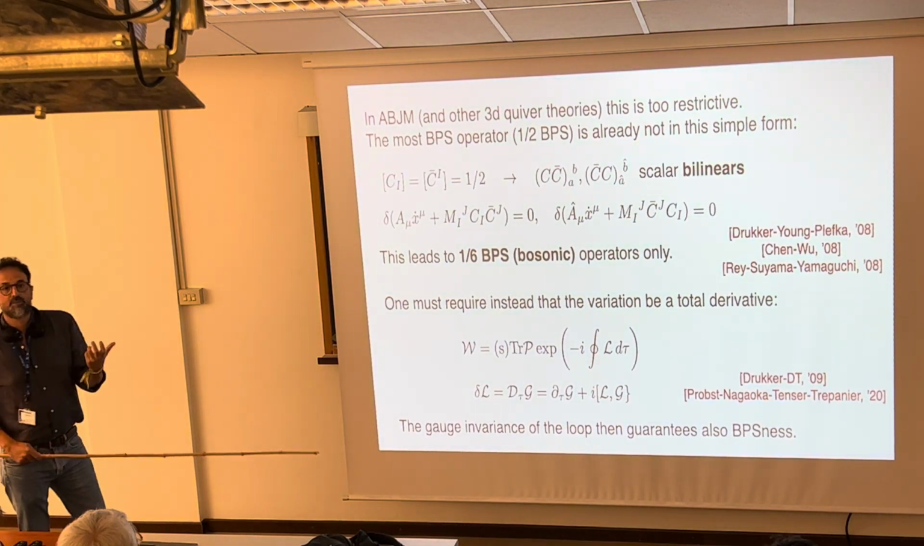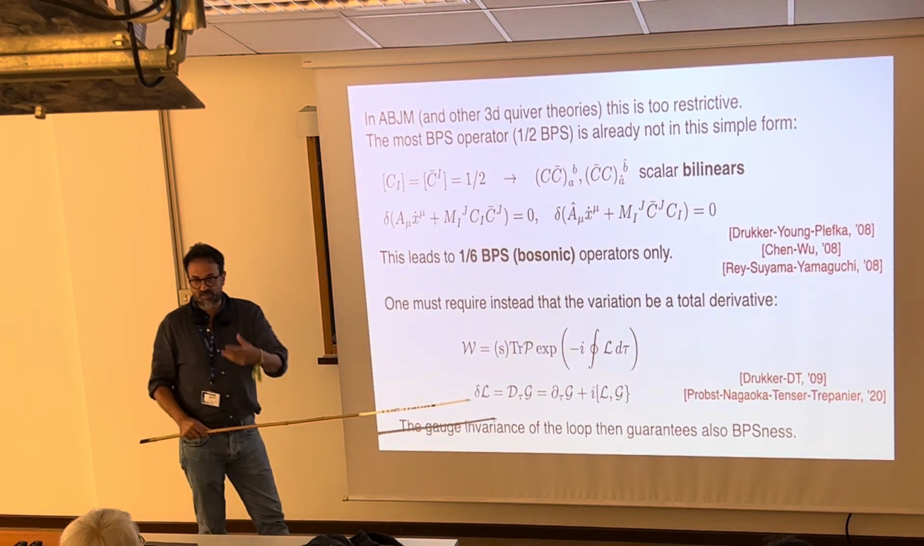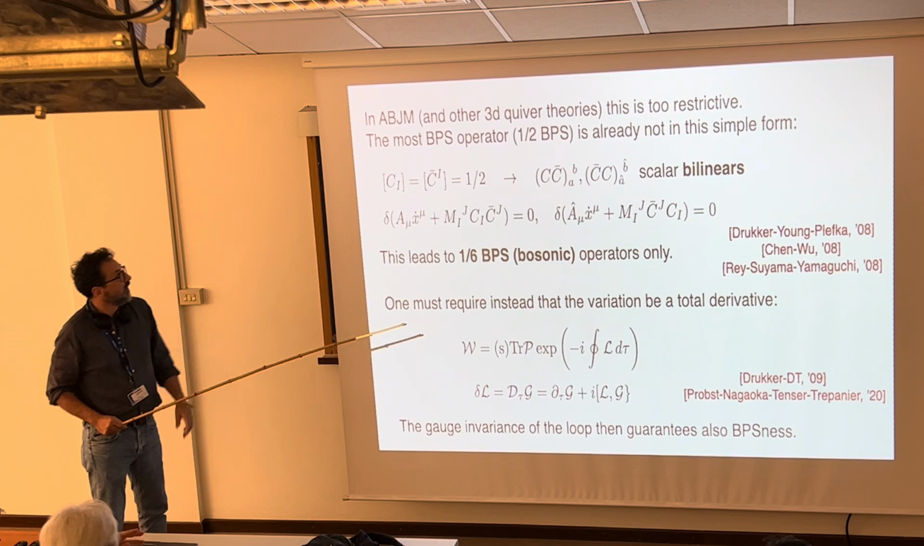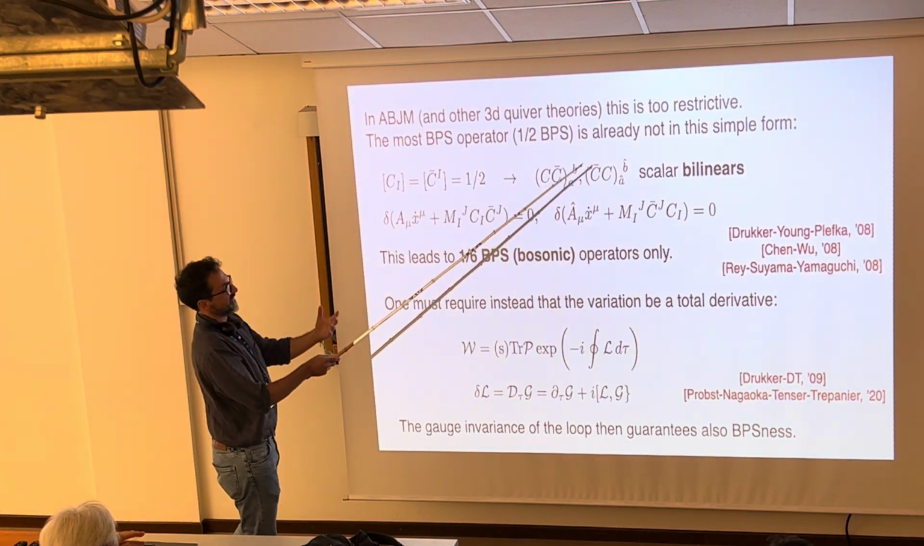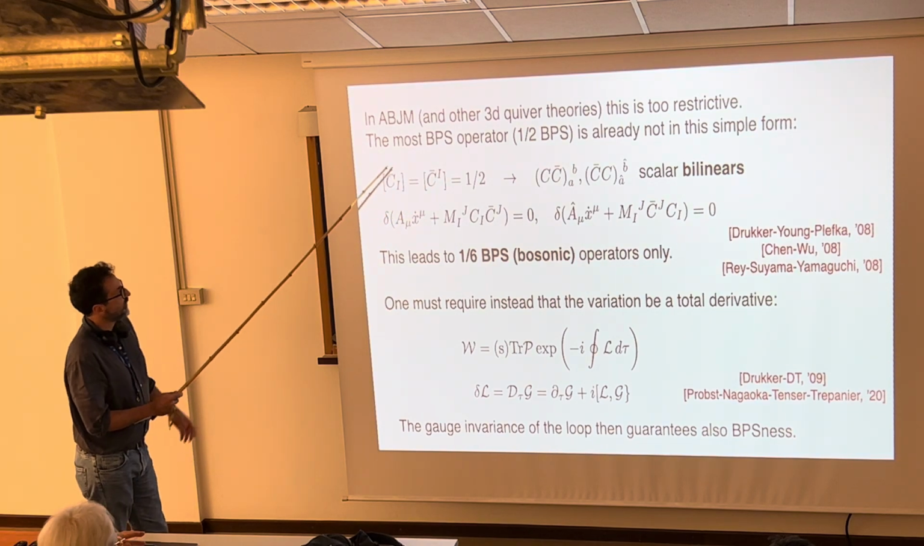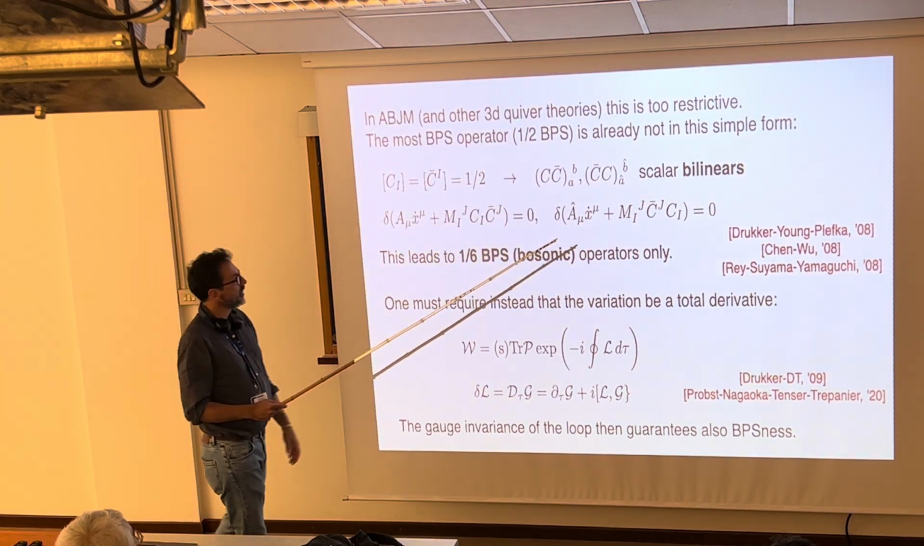So if you try to repeat the same thing in ABJM, it works, but it's not the most general thing that you can do. So in ABJM and other three-dimensional quiver theories, this is too restrictive. In fact, the most BPS operator, the 1/2 BPS operator, is already not in this simple form.